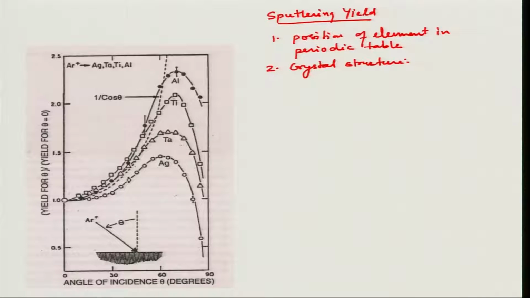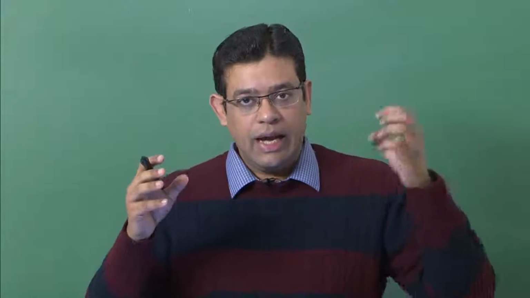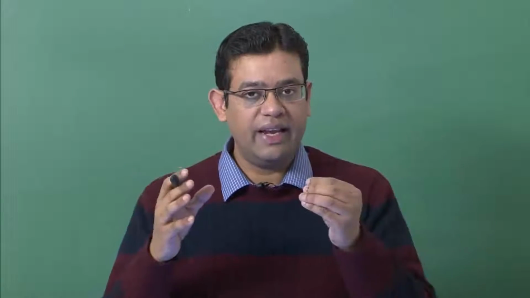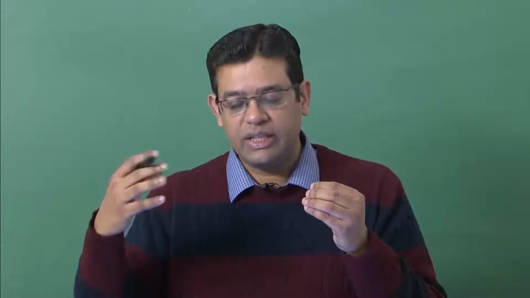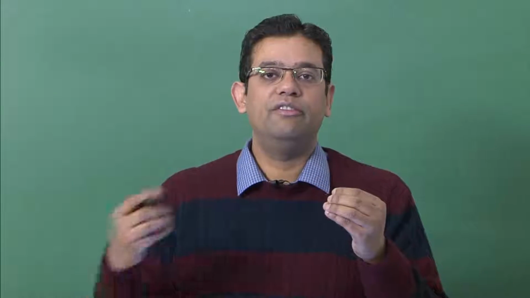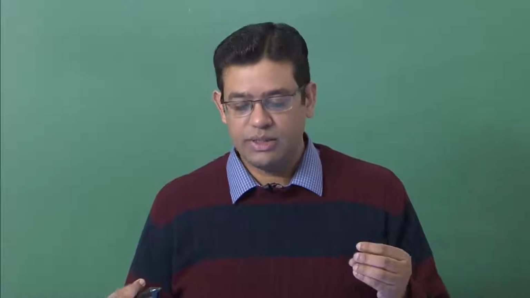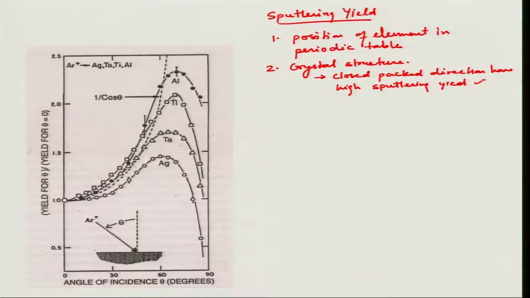and even in the same material, the close packed directions have high sputtering yield. You can think of this: if you have a close packed direction along which my ion is bombarding, it will interact with more atoms of the target or of that material, and will be able to transfer its energy to more atoms. And then our sputtering yield would be higher.